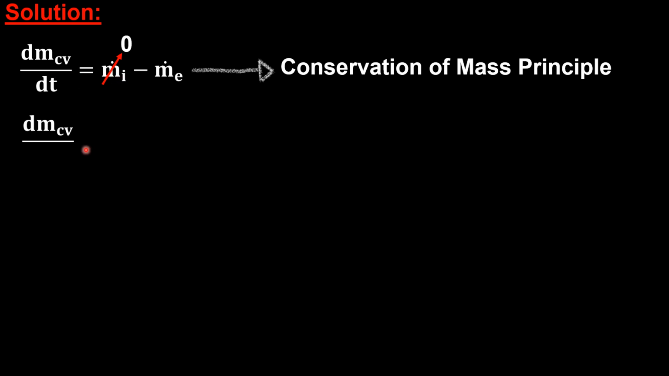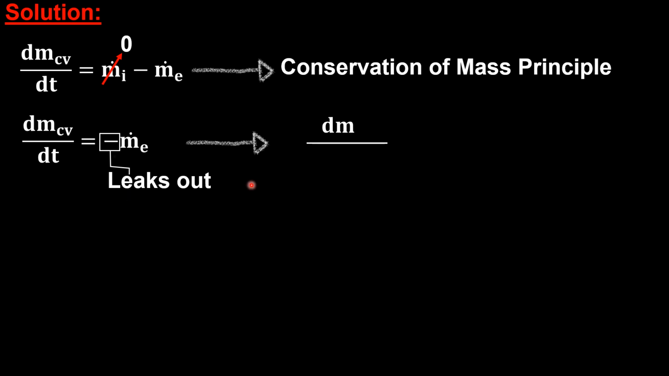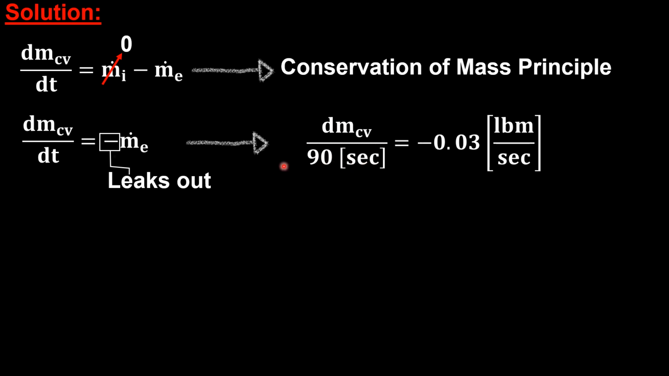So we can rewrite this equation to be the change of mass within the control volume over a period of time equal to minus the mass flow rate exiting the system, or exiting the control volume. The minus sign means it leaks out, or that the mass flow rate is leaving the control volume or the system. So here we can plug in the data that we have.